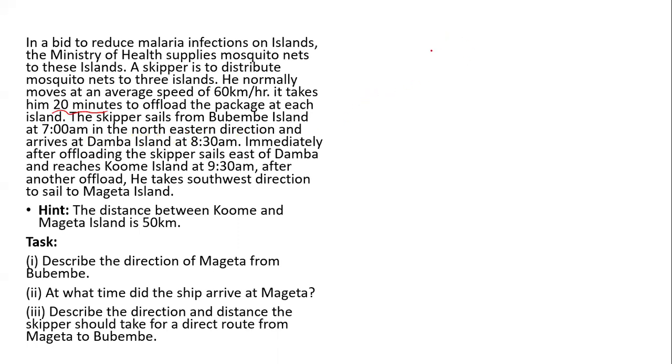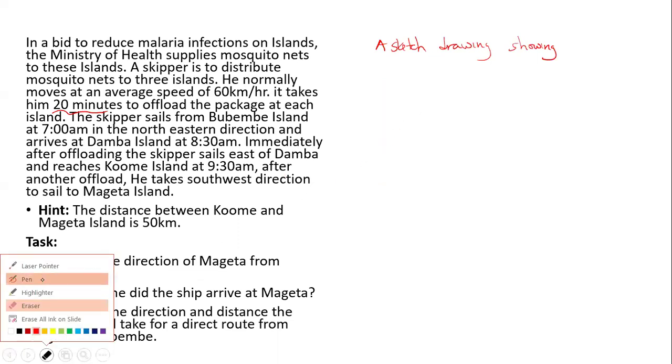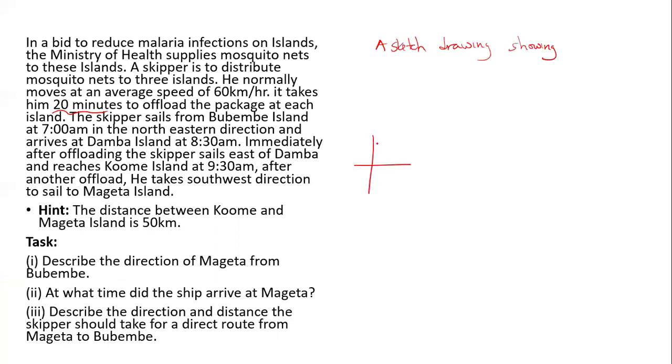Now, we said you write here down up here a sketch drawing showing, tell us what is showing. Showing the 3 islands where the nets are being distributed. Now, what will happen? You first draw your north line very well. So I'll come here. I draw this is my north line.